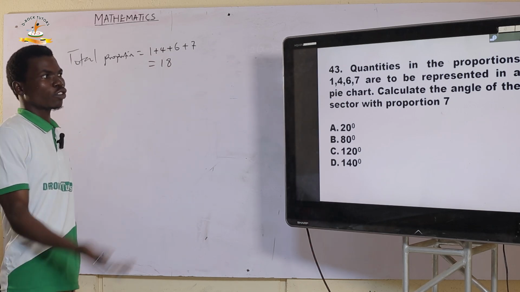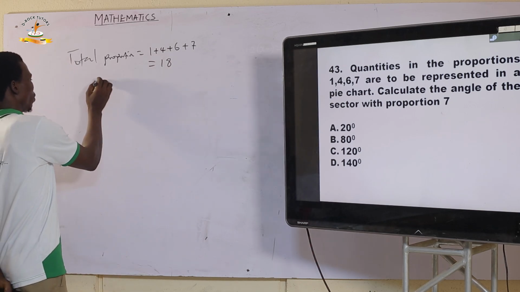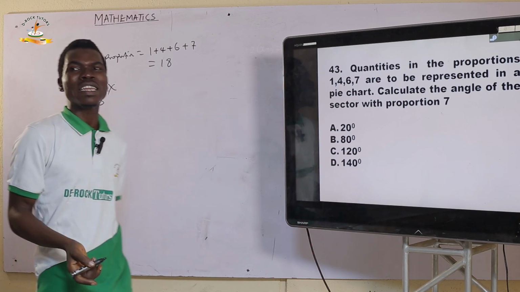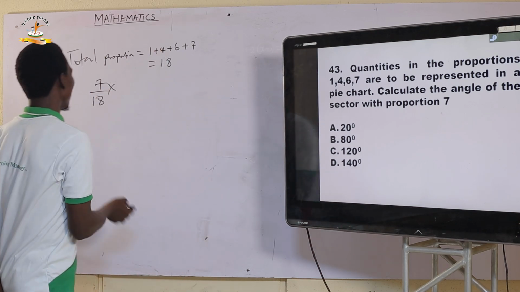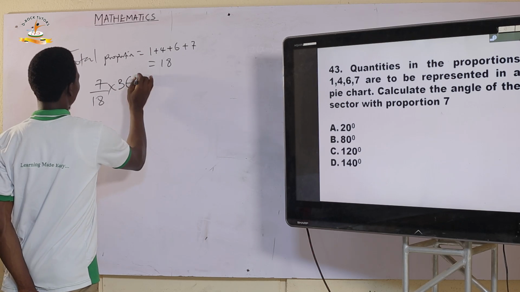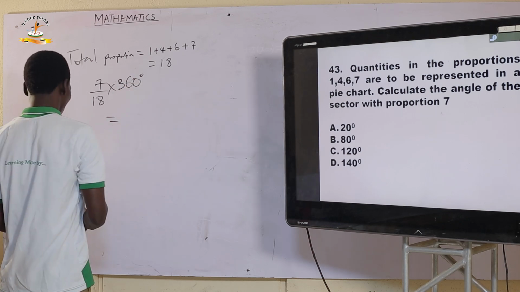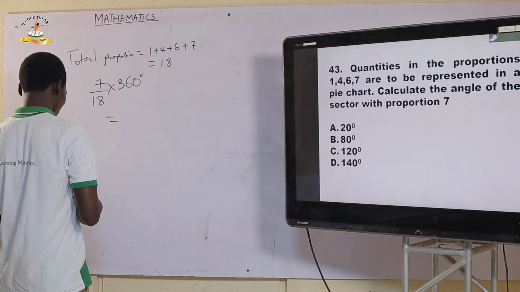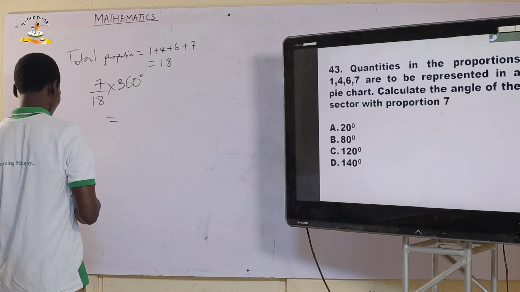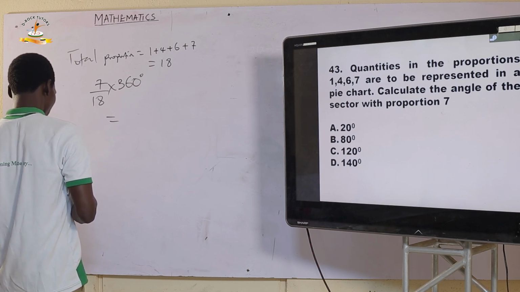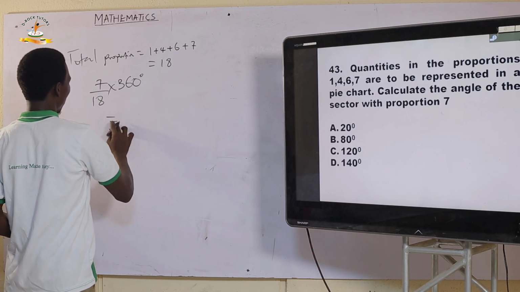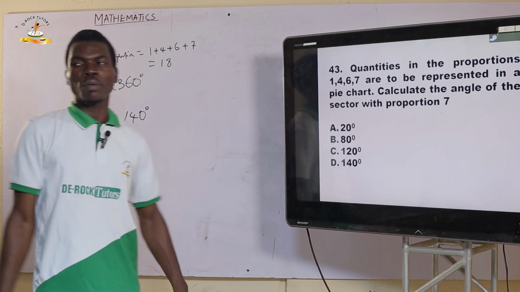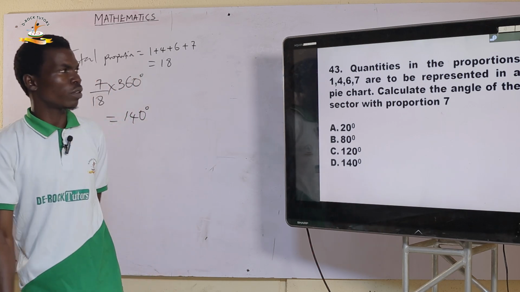And this is simply 18. So the proportion with 7 is going to take a ratio of 7 out of 18 multiplied by the total angle in a pie chart, that is 360 degrees. And with this, we just say 7 times 360 divided by 18, and that is simply 140 degrees. So the correct option is option D. Next question.